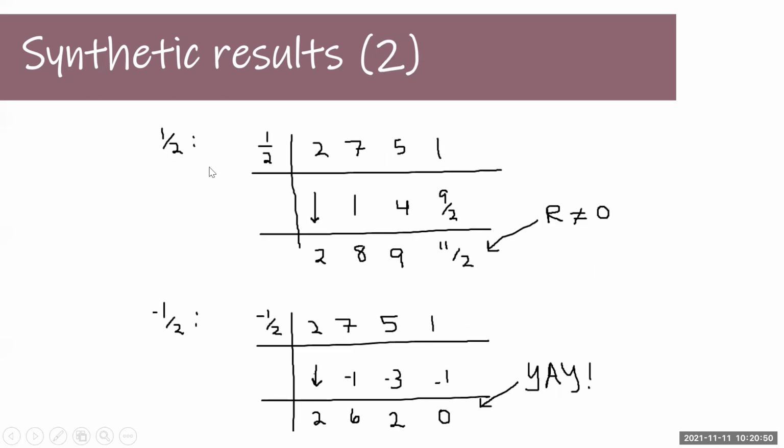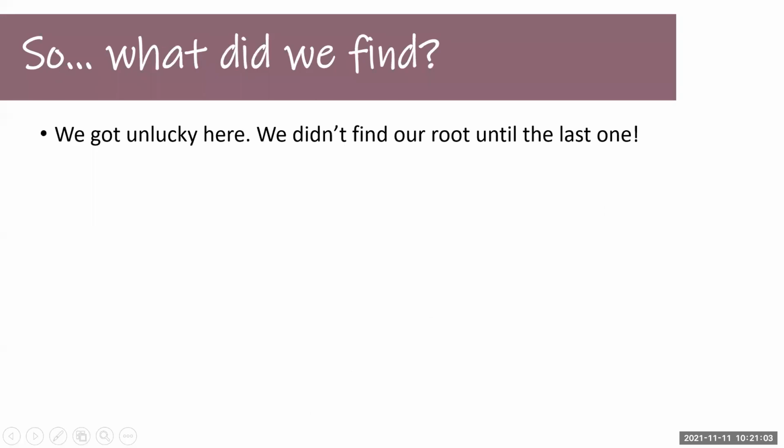Now, if we try 1/2, we get 11 halves. That's still not 0. And finally, negative 1/2 is going to give us a remainder of 0. Finally, right? Happened to be the last one that we tried, the last possible one, right? We got very unlucky here.